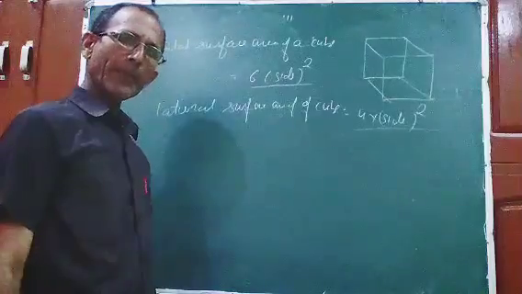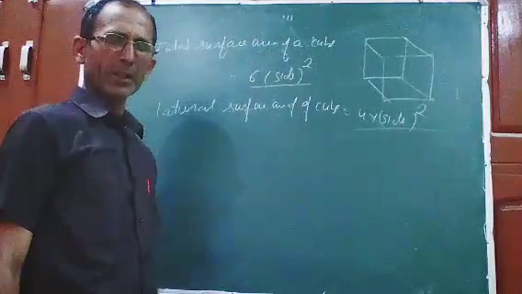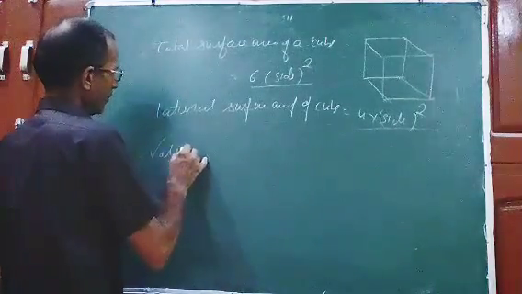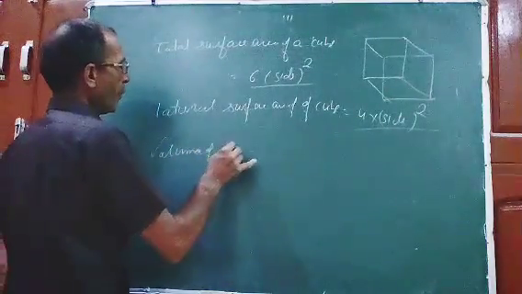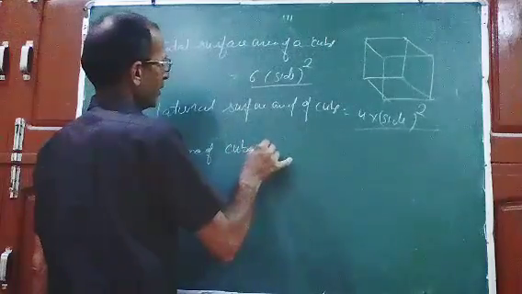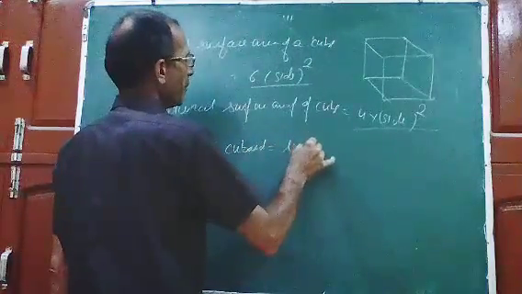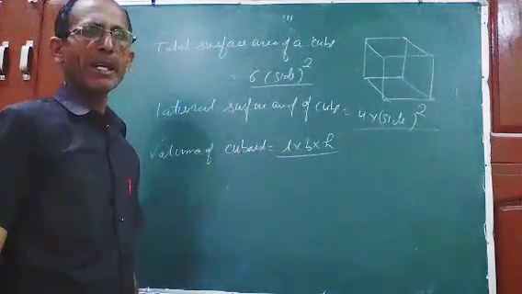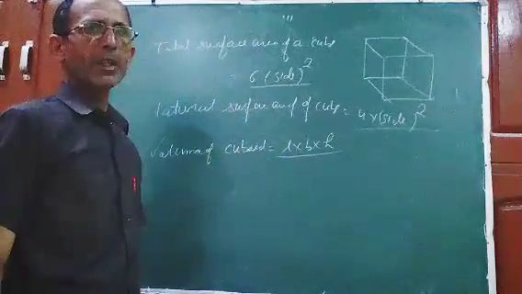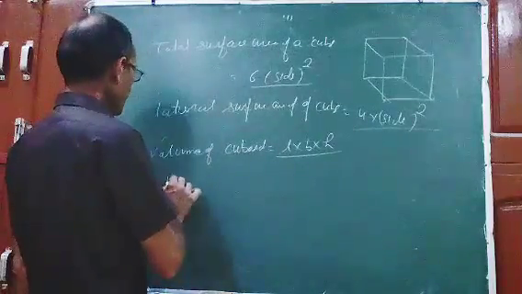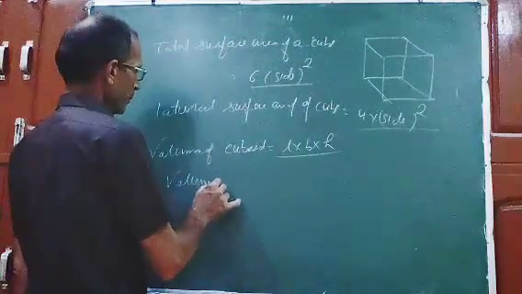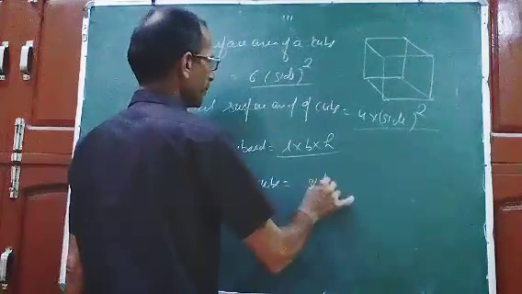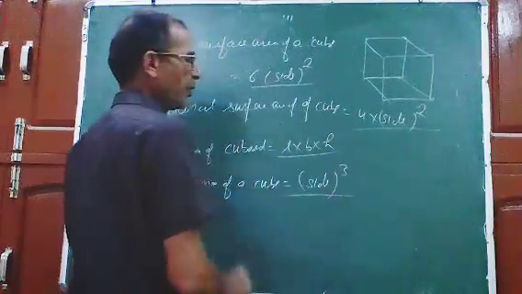Now we have to find the capacity of a cuboid, it means the volume of a cuboid. Volume of a cuboid is length multiplied by breadth multiplied by height. So this is the volume of a cuboid. Now the volume of a cube is side cube.